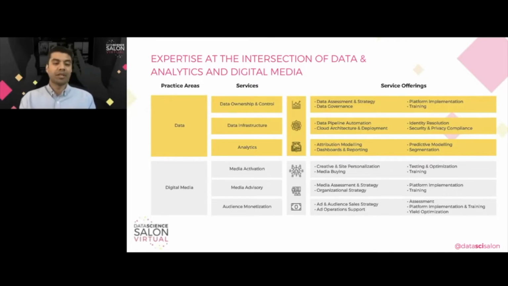And from the digital side, MightyHive started as a media buying company, but right now we provide a lot of services related to media activation, media advisory, and audience monetization, which includes detailed service offerings such as strategy building, media buying, creative insight personalization, and end-to-end training and platform optimization as well.